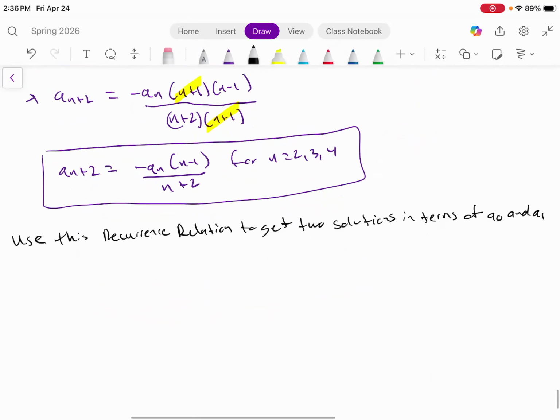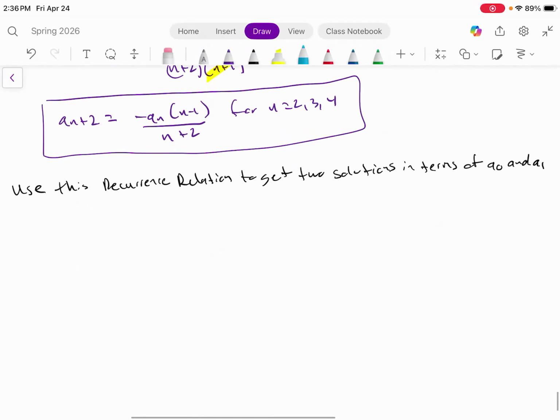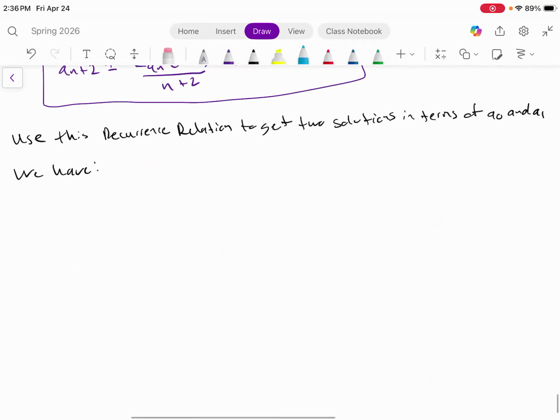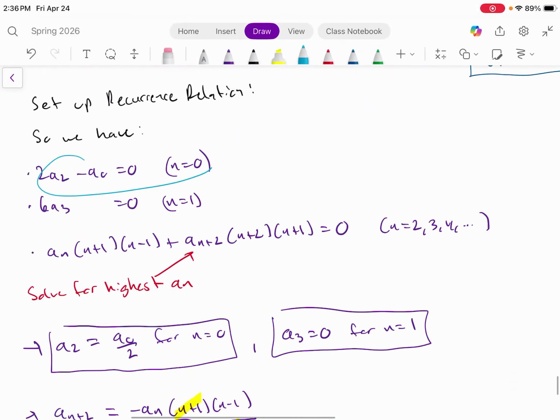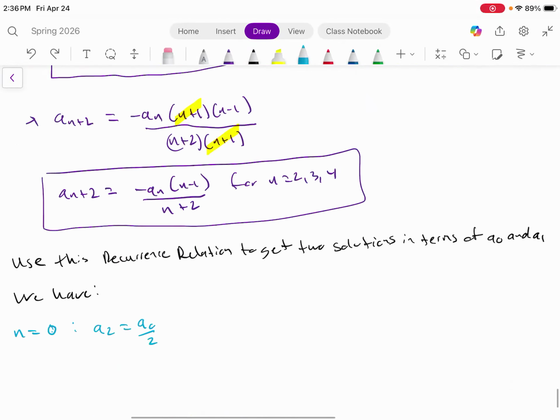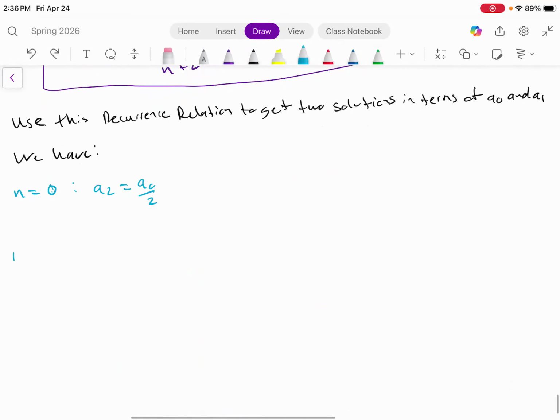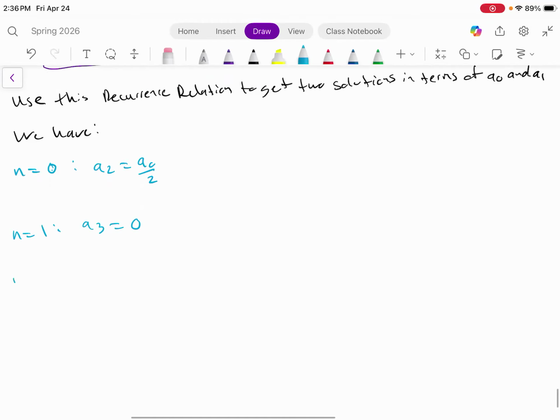Okay, let's do it. So we have for n equals 0, we have just a2 equals a naught over 2. I just have that from up above right here and then setting it up right here. All right, so that's what I have already. Move on to n equals 1 now. I also have that a3 equals 0. And now let's get into our relation for n equals 2.